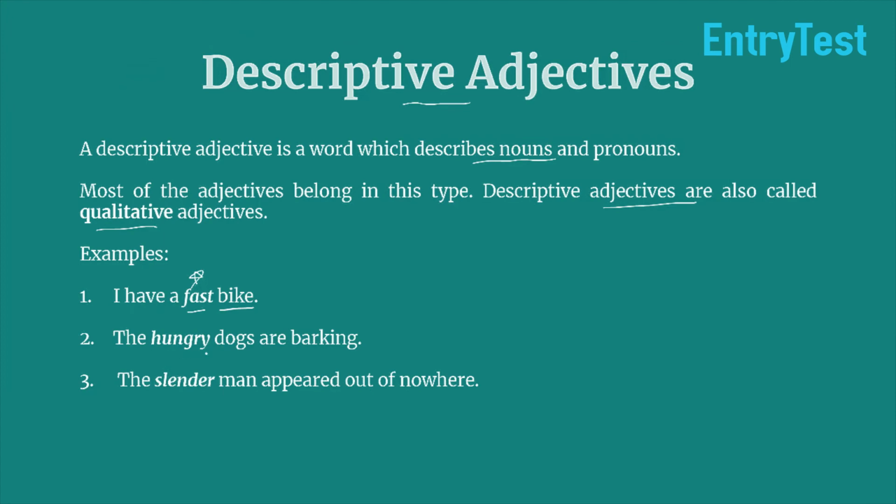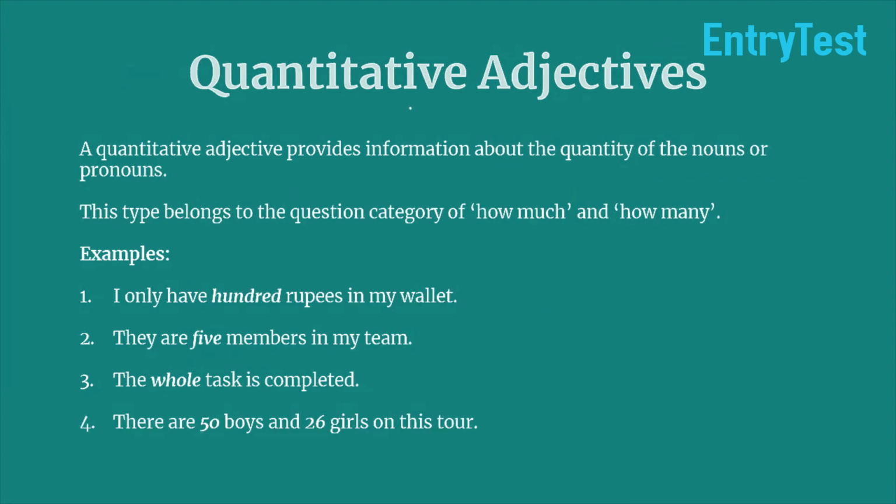The hungry dogs are barking. So dogs are described as hungry. Their quality is that they are hungry. Next, the slender man appeared out of nowhere. So how is the man? He is a thin and slender person. So slender is going to be an adjective. I hope friends, ये आपको descriptive adjective clear हुए होंगे. आगे बढ़ते हैं. We saw qualitative adjectives or descriptive adjectives in the previous slide.